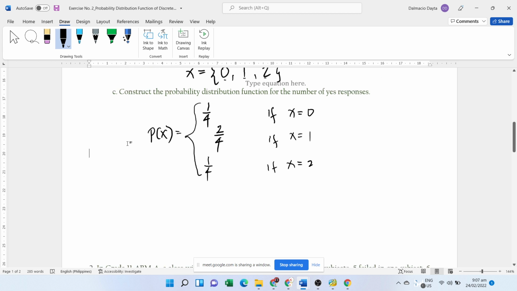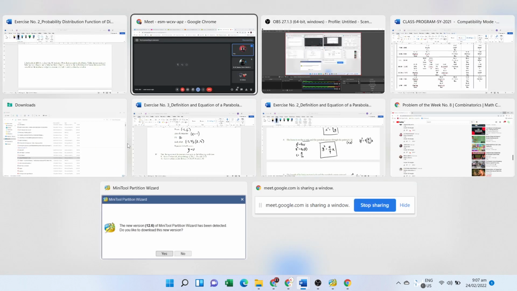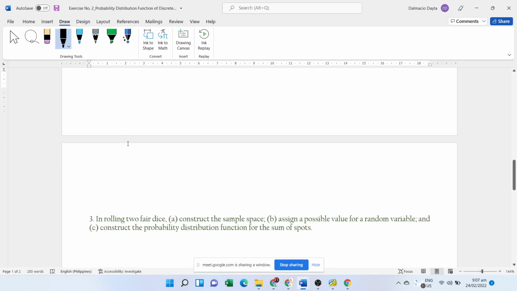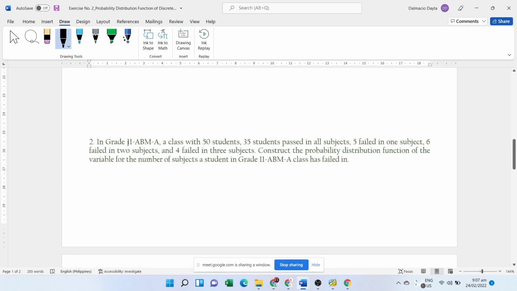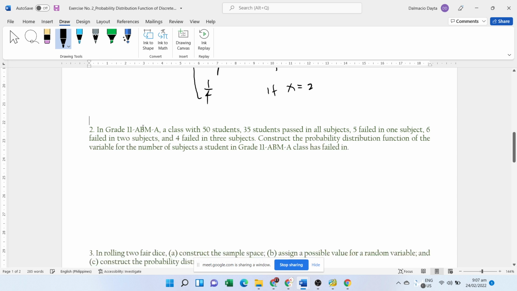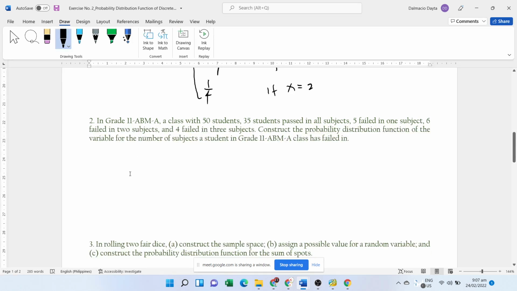Next tayo. Number 2. Do you have any question, class, about question number 1? Okay, wala naman. Number 2. So you will see in number 2, wala na yung A, B, and C, no? Kasi dapat yun na yung gagawin ninyo talaga. Yung A, B, and C.